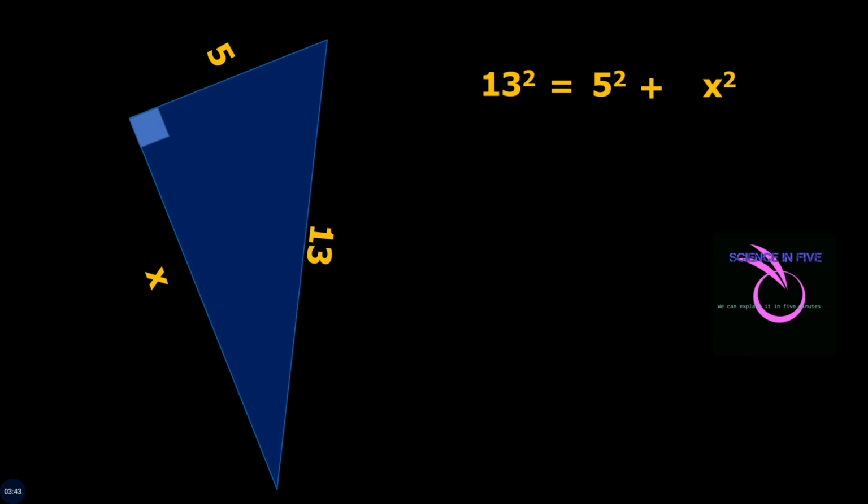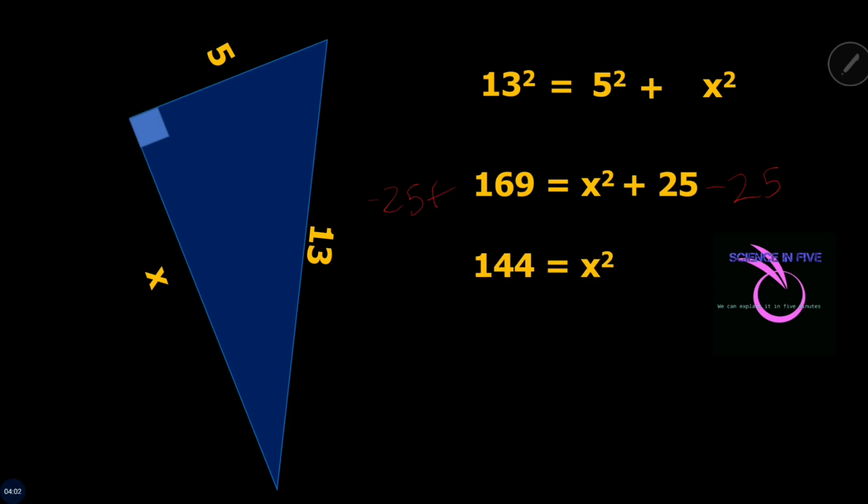We solve for X squared. 169 equals X squared plus 25. At this stage, we now subtract 25 from both sides. And then we end up with x squared equals 144. Again, we now need to take the square root of both sides. We end up with x equals 12 units.